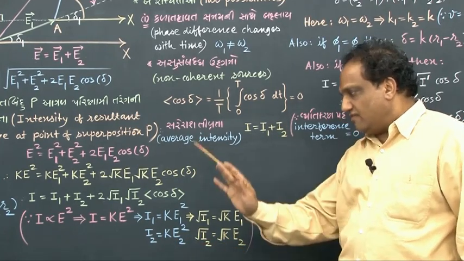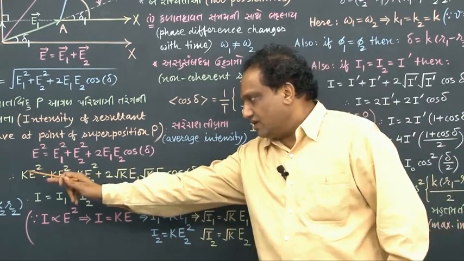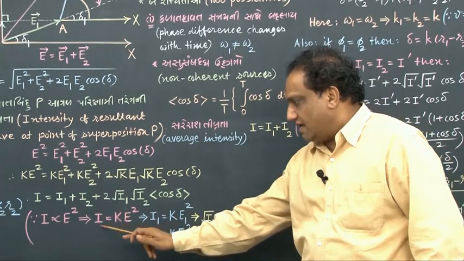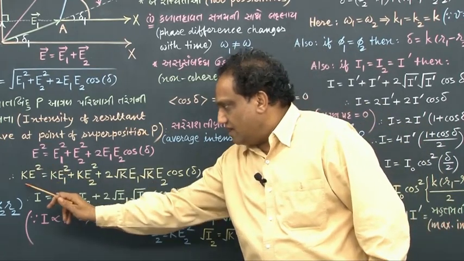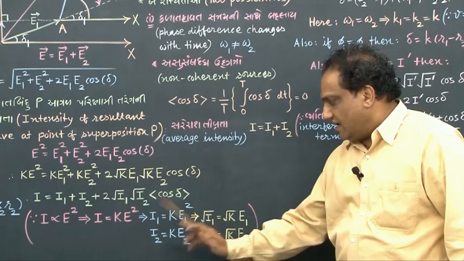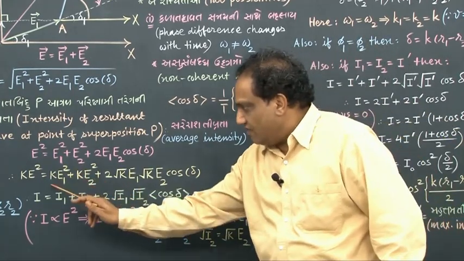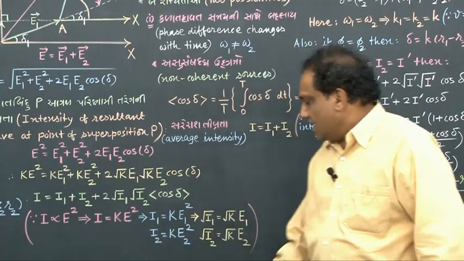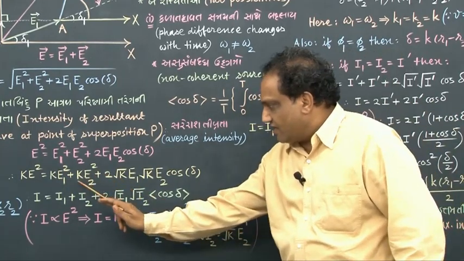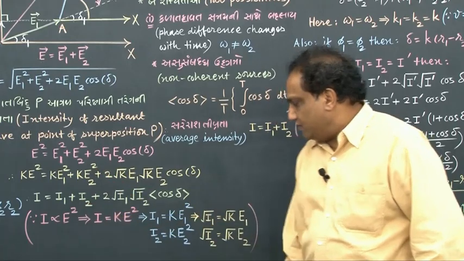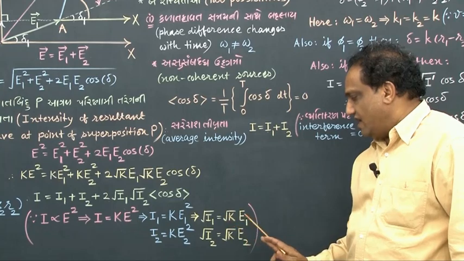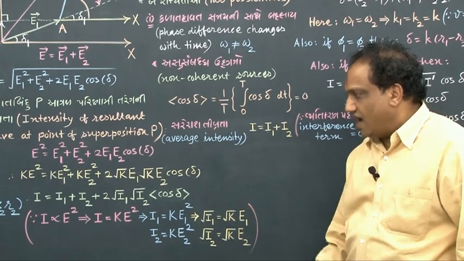Now place all these values in this equation. Wherever it is K into E square, I can write capital I. In place of K E1 square, I can write I1. In place of K E2 square, I can write I2. The 2 stays as it is. Instead of under root of K into E1, I can write under root of I1.